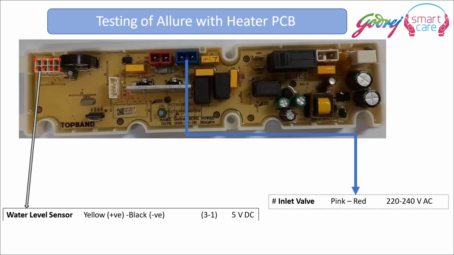In case of an LR washing machine with heater facility, at the water level sensor, yellow and black wire, terminals 3 and 1, 5 volt DC. Intake valve, pink and red, 240 volt AC.